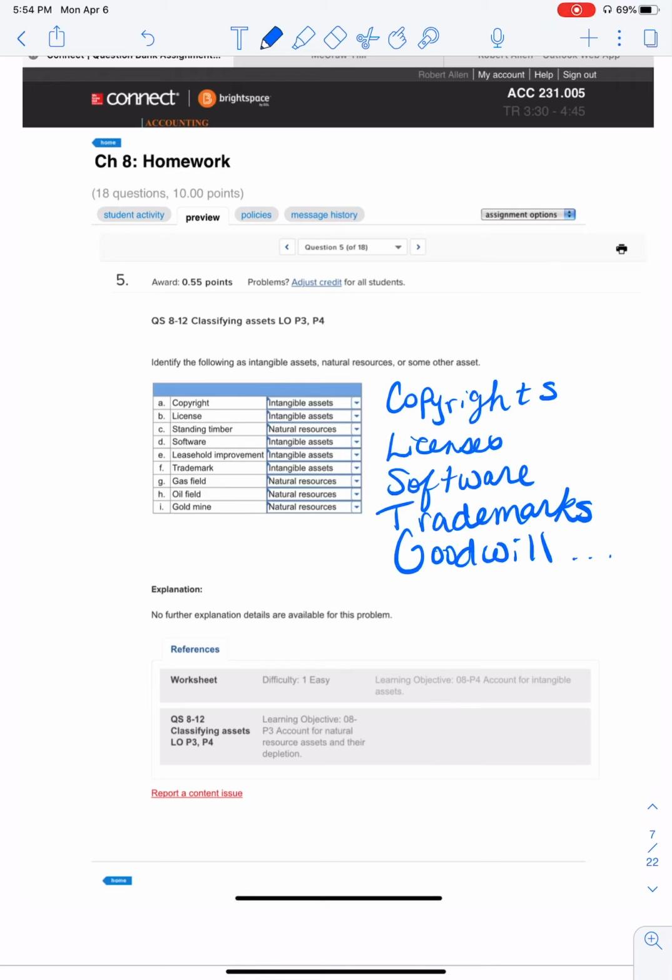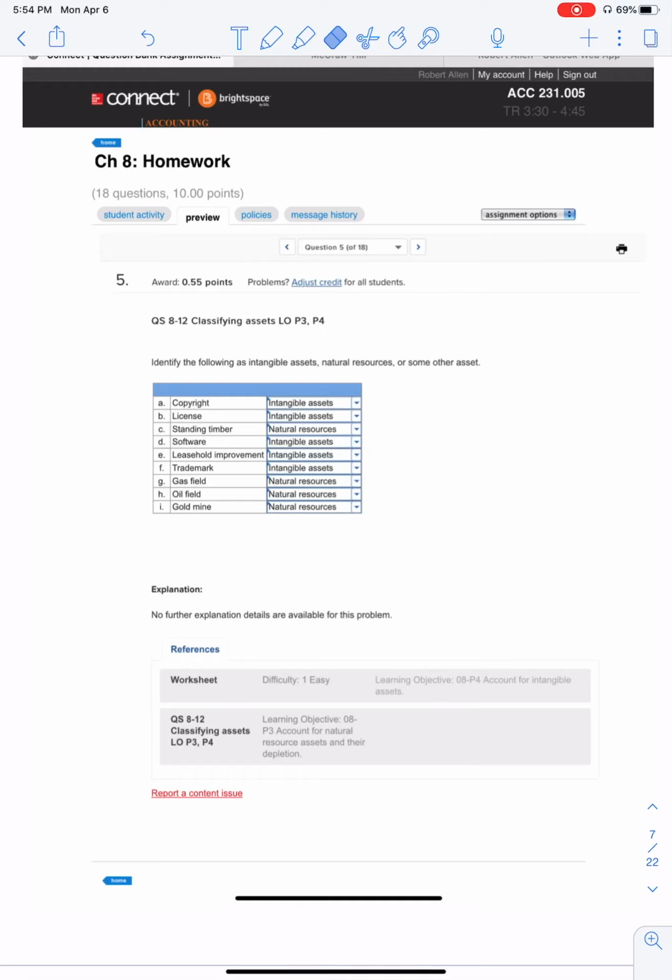Okay, so that is what we're looking at: what type of assets are these? And then we'll look at how we handle each type of asset. As we go through this, just keep in mind what we're trying to do right now is just identify what we have. Then in later questions, we'll look at how we actually do the accounting for these. So for the first one, we see copyrights. Well, copyrights are an intangible asset. Licenses also are an intangible asset.